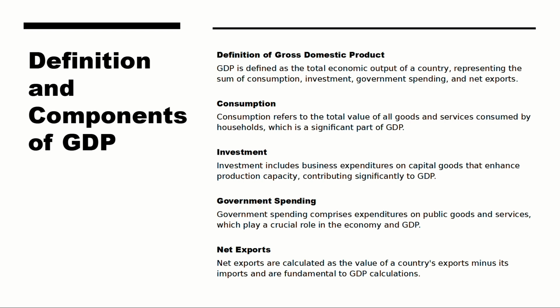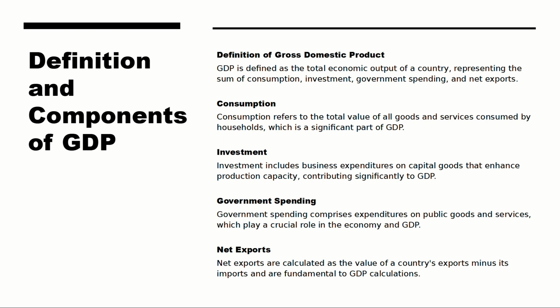Definition and components of GDP. Definition of gross domestic product. GDP is defined as the total economic output of a country, representing the sum of consumption, investment, government spending, and net exports. Consumption. Consumption refers to the total value of all goods and services consumed by households, which is a significant part of GDP. Investment.